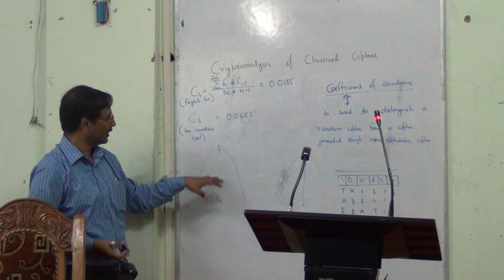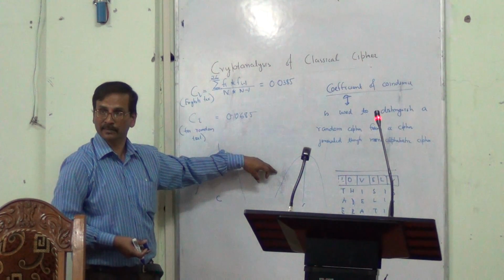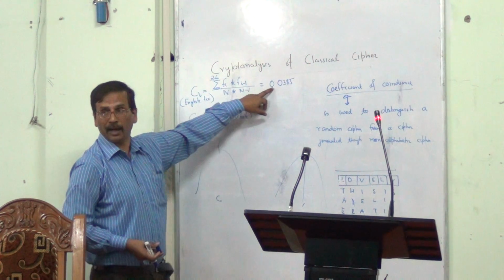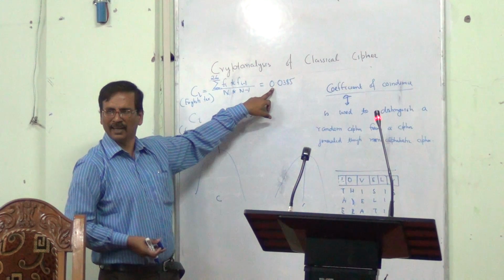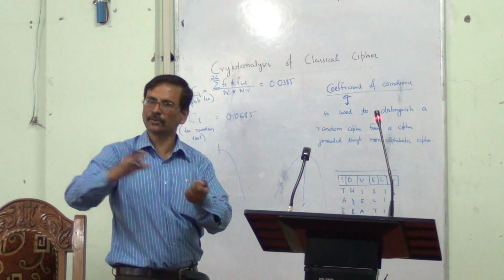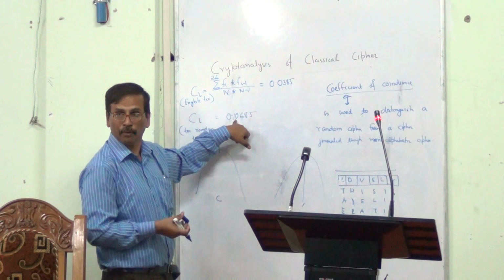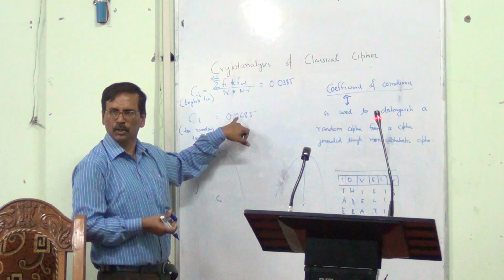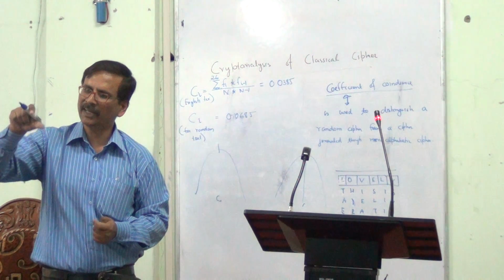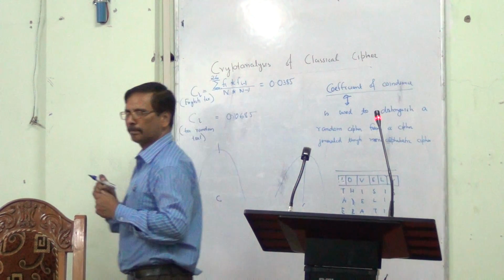So in that case, the index of coincidence for a cipher generated from a monoalphabetic cipher will be around this value. And a cipher generated from a polyalphabetic cipher will be around the random value. So from that we can distinguish whether a cipher is generated from a monoalphabetic cipher or a polyalphabetic cipher. Is this clear?